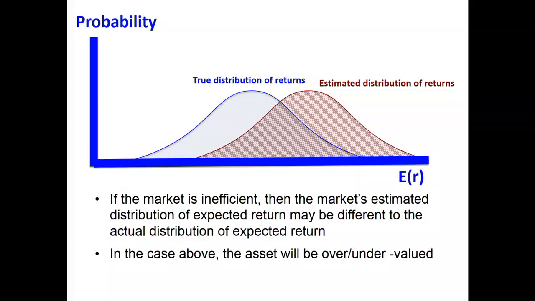I'd like you to think about this: here we have the estimated distribution of returns, and here's the true distribution of returns. What do you think is happening here? If the estimated distribution is this much and the true distribution is to the left, then the company will be undervalued, overvalued, or just fairly valued? The company will be overvalued, right? Because people are estimating it's this much, when actually the true distribution of returns is less.